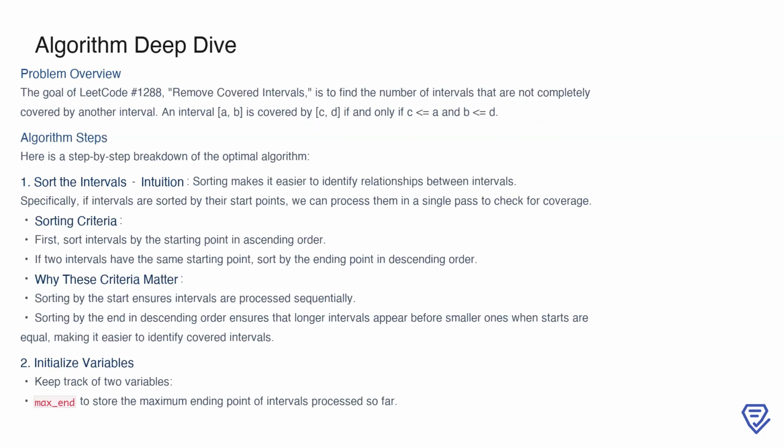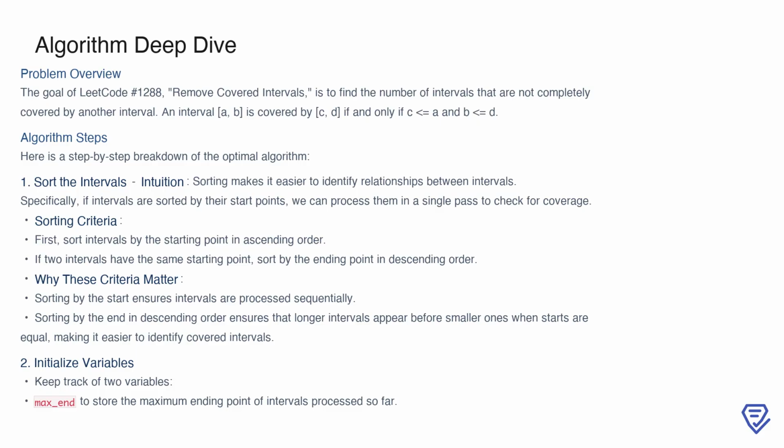The problem, remove covered intervals, asks us to determine how many intervals remain uncovered after identifying and removing those that are completely contained within another interval. An interval [a, b] is considered covered by [c, d] if [c, d] starts at or before [a, b], and ends at or after it. To solve this, the first step is sorting the intervals.